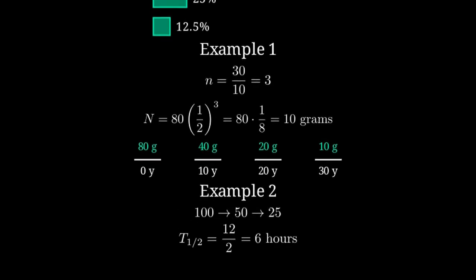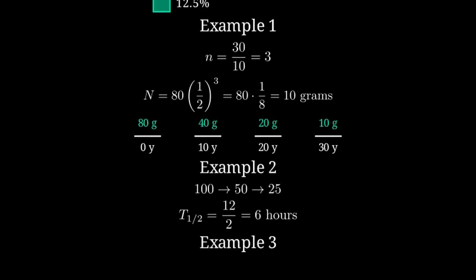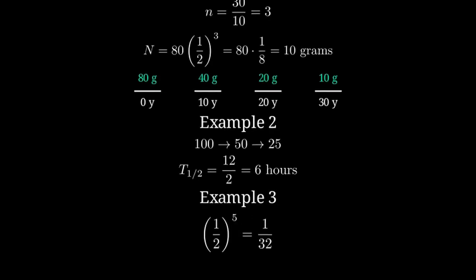Example 3. What fraction remains after 5 half-lives? The fraction is 1/2 to the power 5, which is 1/32.